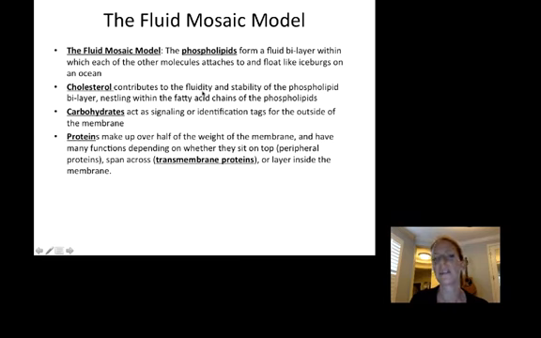Cholesterol contributes to the fluidity and stability of the bilayer and is nestled within the tiny fatty acid chains of the phospholipids. Carbohydrates act as signaling or identification tags for the outside of the membrane. And proteins can have many functions. They make up over half of the weight of the membrane, and it really depends on the cell and the functions of the cell. But you'll have proteins that sit on top or just inside, and we'll call those peripheral proteins. And we'll have proteins that can span across the entire membrane from inside to out, and those are transmembrane proteins.